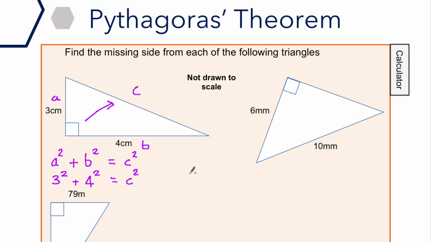Okay, so now if I just bring this up here, 3 squared is 9. Then we're going to plus 4 squared, which is 16. And it's still equal to c squared, which we don't know yet. 9 add 16 is 25.